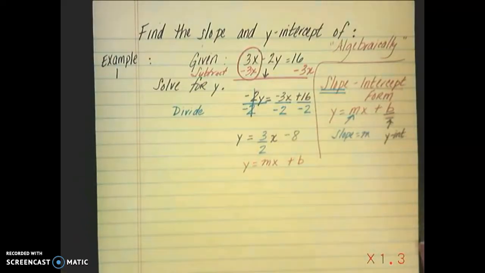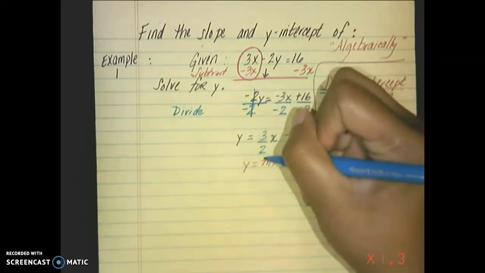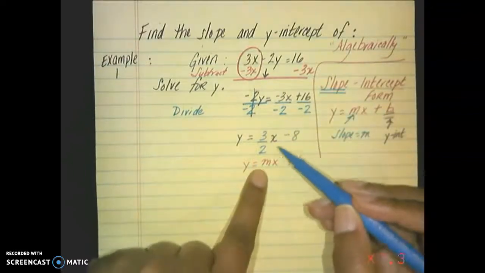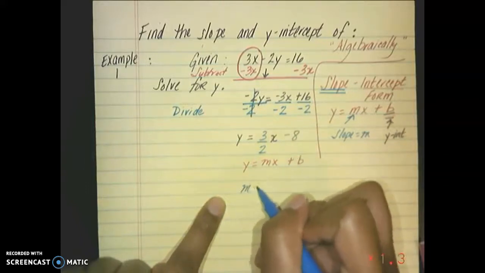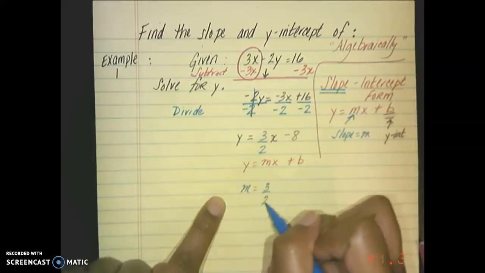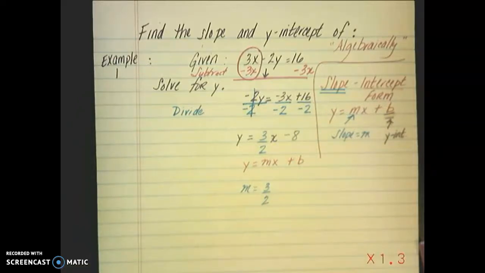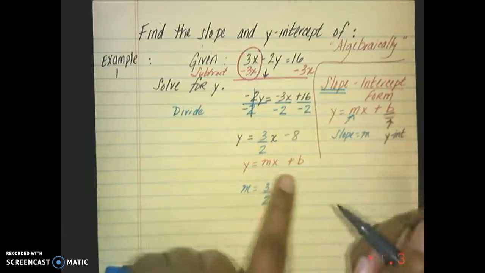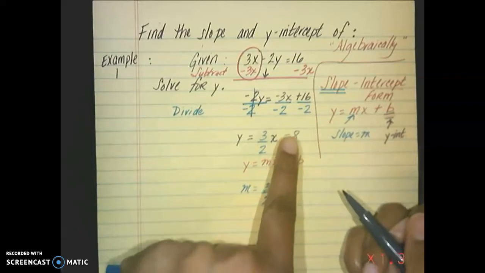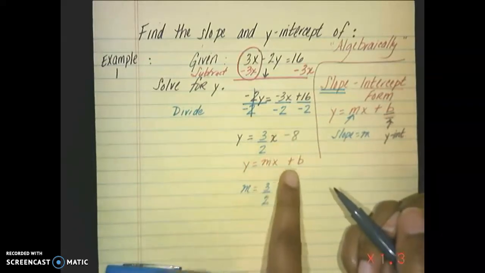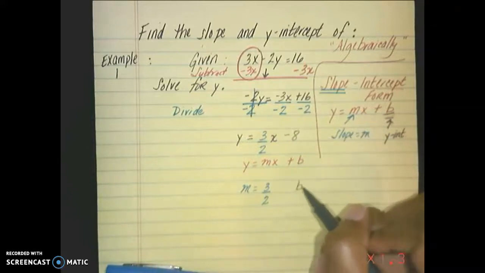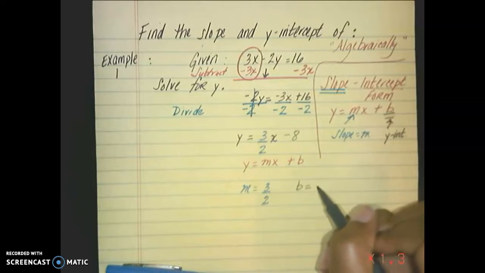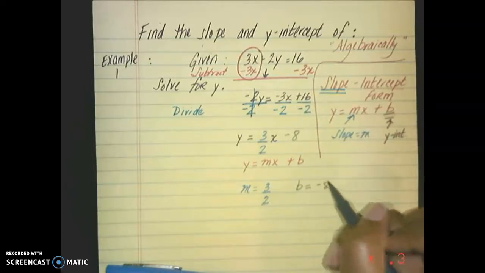If you're looking for your slope, it is the coefficient in front of your x variable. So the slope in this case is going to be a positive 3/2. That's your rise over run. And then over here, your y-intercept, well, I would say that it's 8, but there's a negative sign in the front. Because the slope is positive, I know that the y-intercept is going to be a negative 8. And that's where we start.